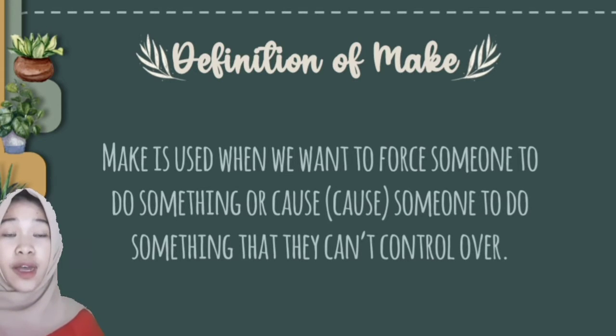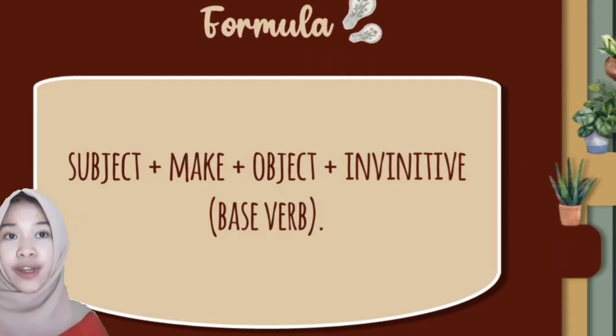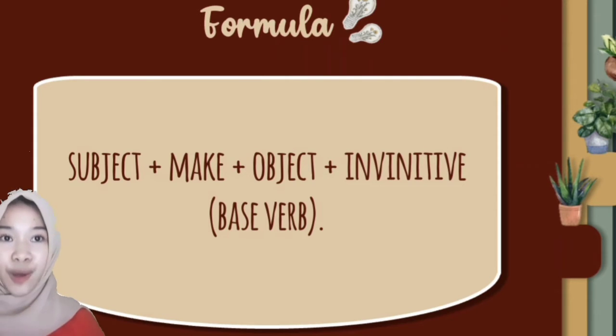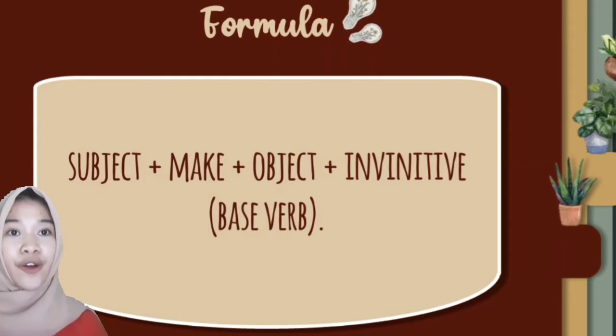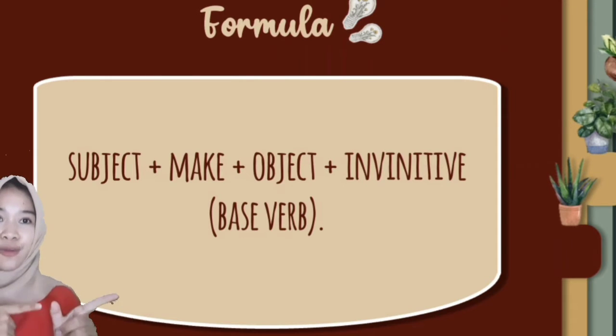So now you might be wondering, what is the formula of this word make? The formula is subject plus make plus object or complements plus infinitive verb or base verb. Now let's move on to the example of make.